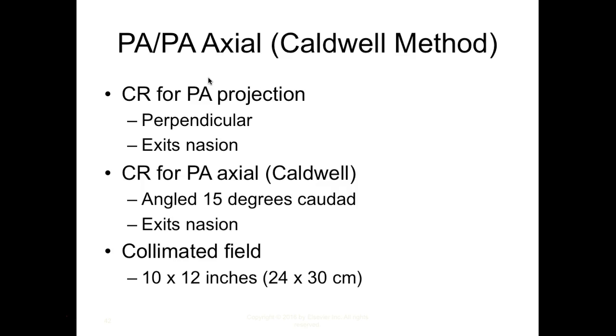So if we just say PA or AP projection, no angle. If we say PA axial, it's an angle. So that's what we call a Caldwell. So we're going to angle 15 degrees caudal. So we're going to go caudad. So we're going to take 15 degrees, head towards the feet, exiting the nasion. You're still on a 10 by 12 and you're still going to collimate to the patient's anatomy.